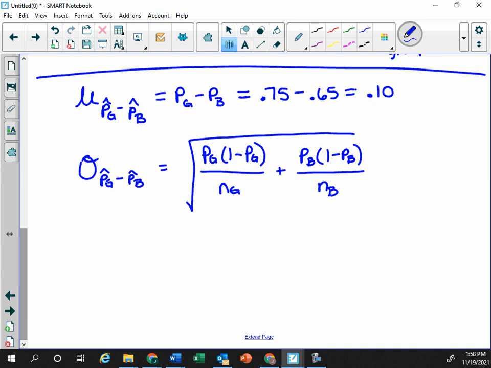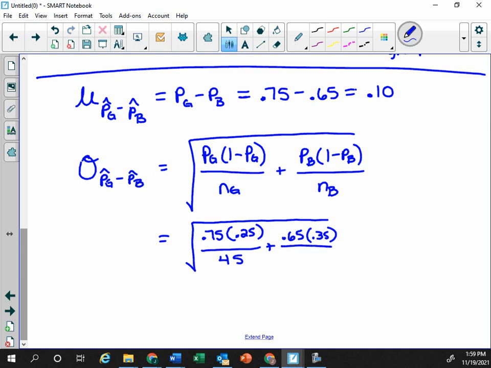All right, so we're actually going to plug this into our calculator. So let's think about what our values are. I'm going to write it out with the values in just so we can see them. P sub g was 0.75, so 1 minus that would be 0.25. And the sample size for girls was, I think, 45, plus 0.65 with P sub b, 0.35 over 55. All right, guys, try keying it in. Let's see if you and your calculator are getting along today.